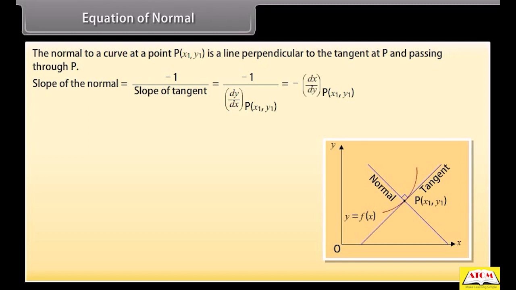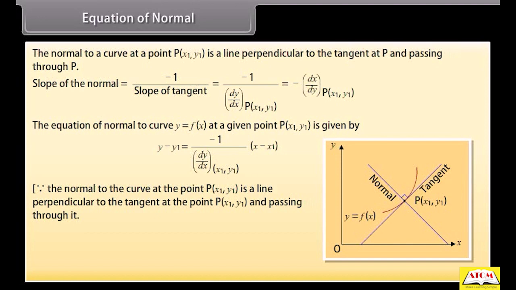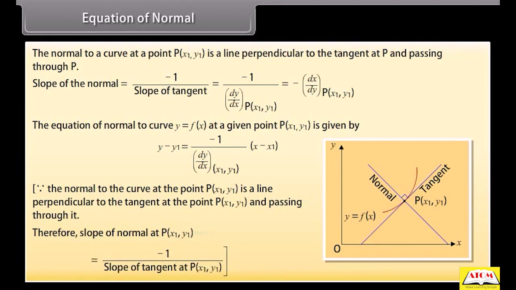The equation of normal to curve y is equal to f of x at a given point P(x1, y1) is given by y minus y1 is equal to minus 1 by (dy by dx at point (x1, y1)) into (x minus x1). Since the normal to the curve at the point P(x1, y1) is a line perpendicular to the tangent at the point and passing through it, therefore slope of normal at P(x1, y1) is equal to minus 1 by slope of tangent at P(x1, y1).